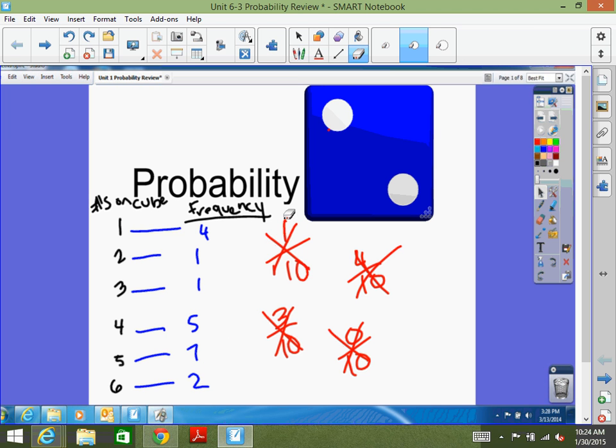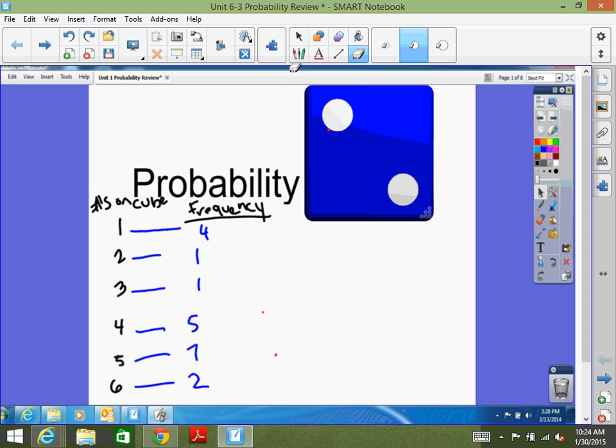Now, the reason it's confusing is because now you have numbers on both sides. This goes to your ability to read a chart. These are the numbers on the cube. These numbers stand for what? How many times you landed on that number, correct? Okay, so using this new data, what is the experimental probability of rolling a 4?